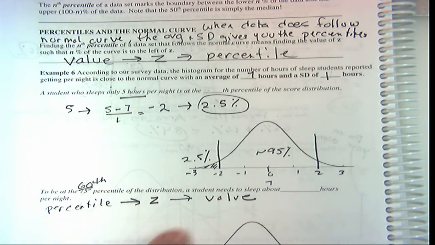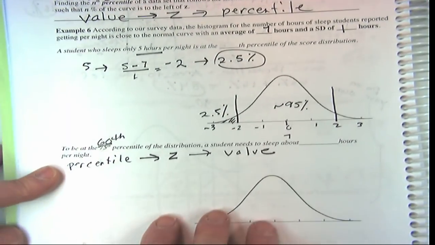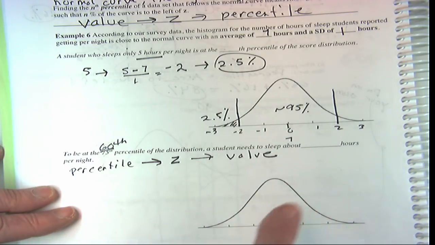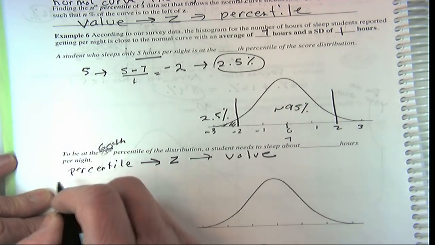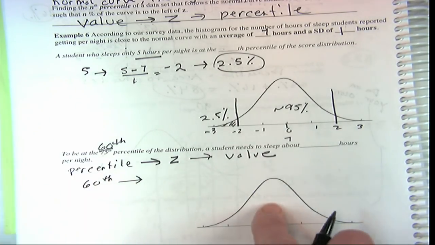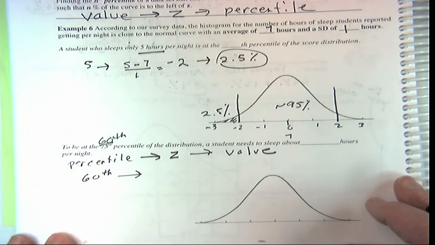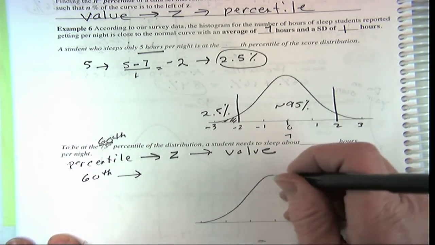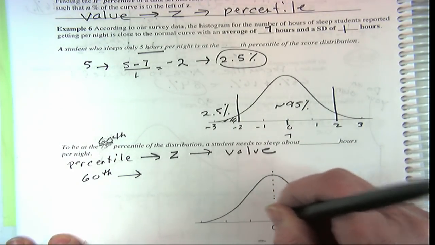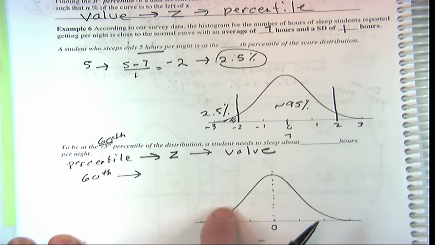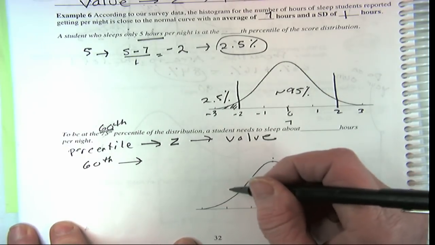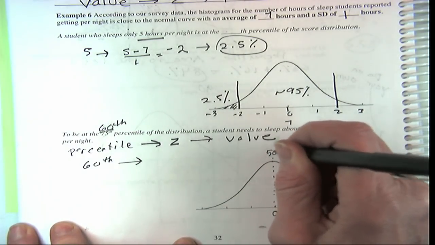Any questions on that? Now, let's say you're at the 60th percentile. This is a little bit, we're going in the opposite direction. So now we have the percentile, so we know that's 60th, and we have to get a z-score. So how can we do that? Well, first let's remember that right in the middle, what percentile is that? What percent is below 0? Isn't it 50th? So that's your 50th percentile.